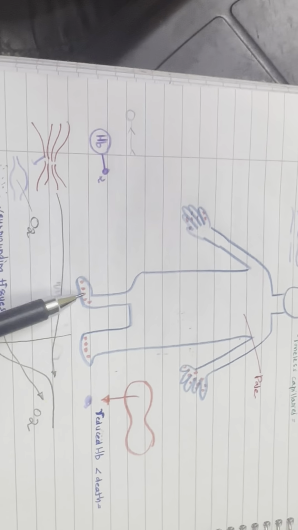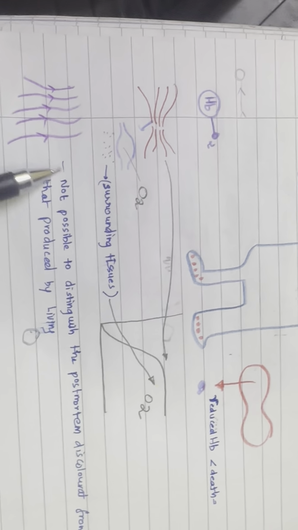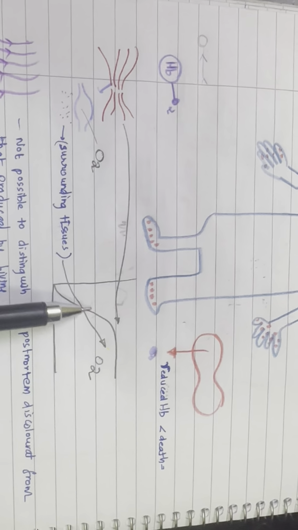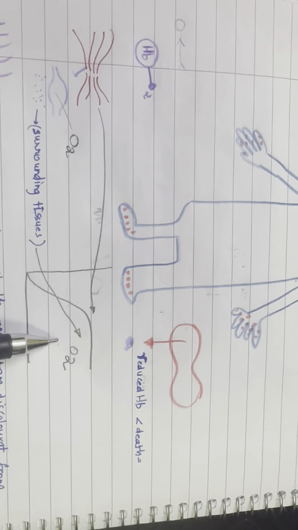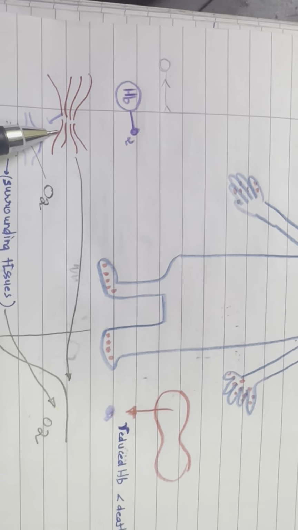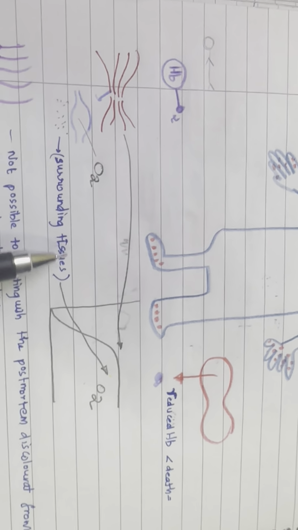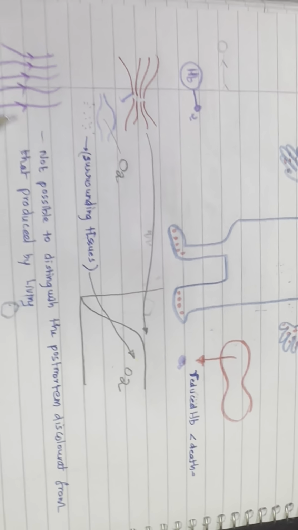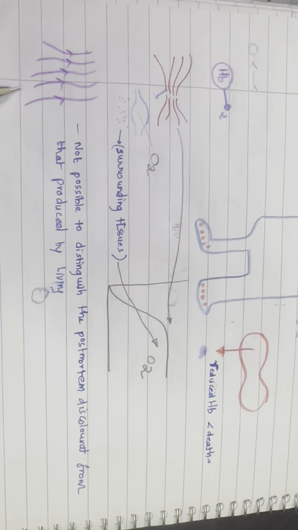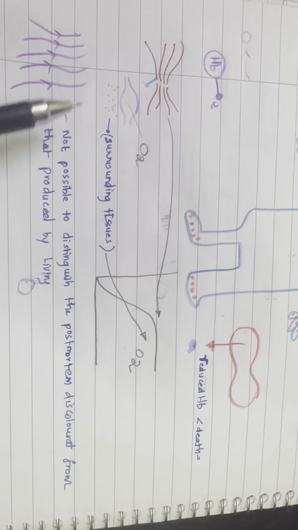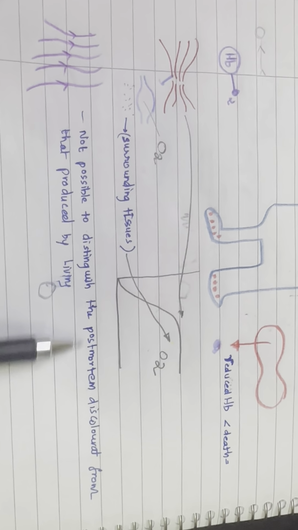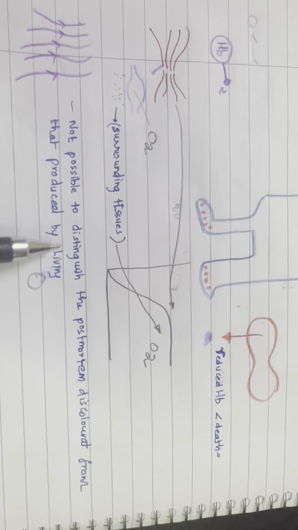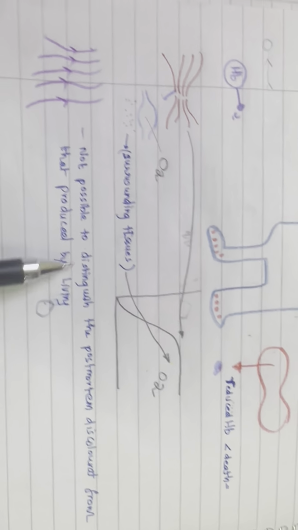In the recently dead or lying tissues, oxygen dissociation takes place, which continues until equilibrium is reached between the tension of oxygen in the capillaries and the surrounding tissue. There may also be backward flow of venous blood from the venular end of the capillaries, which adds to the blueness of the blood after death. It is not possible to distinguish the postmortem discoloration from that produced by cyanosis in the living. Next is development.